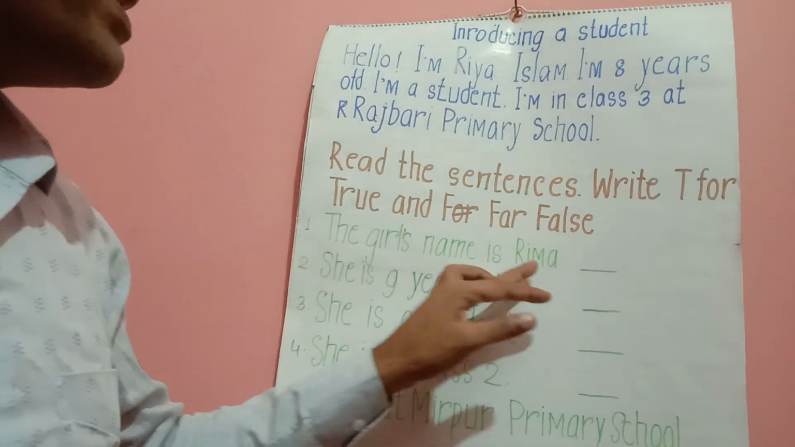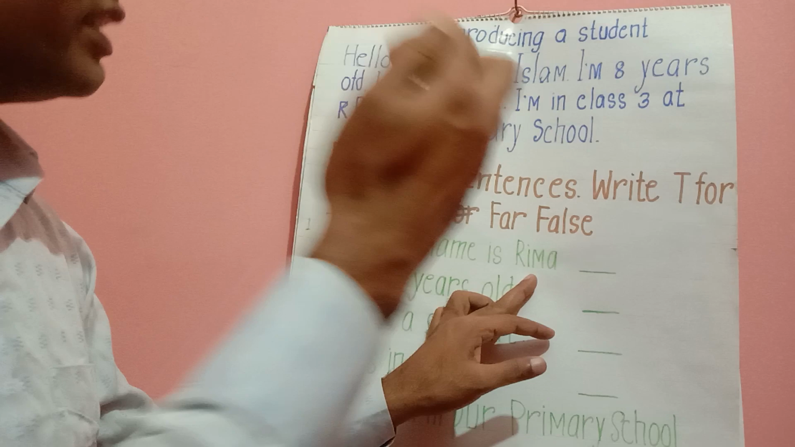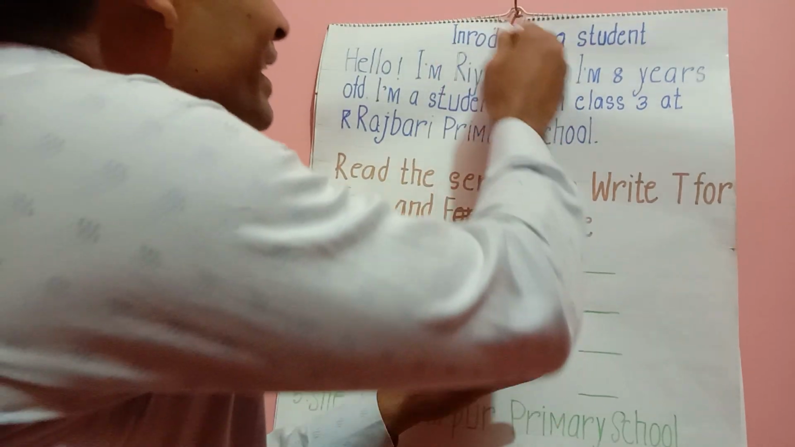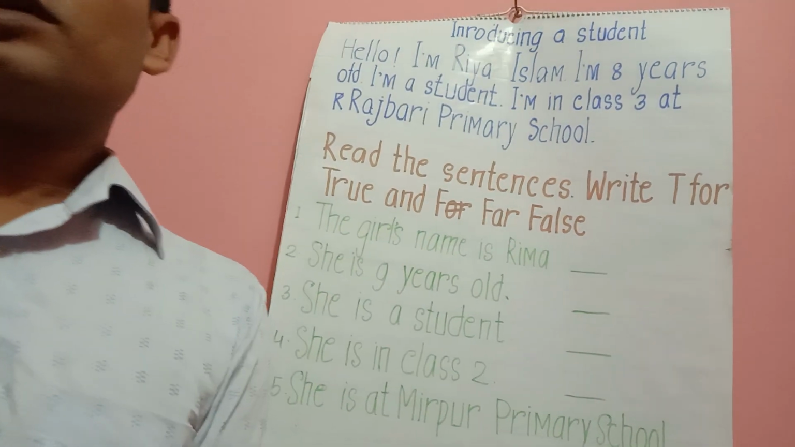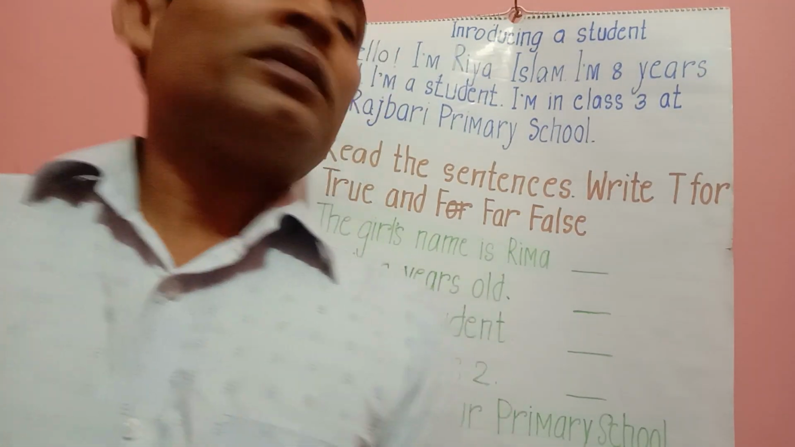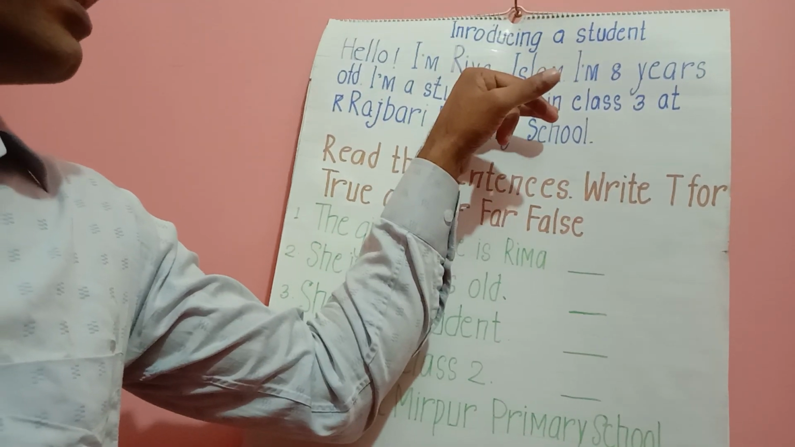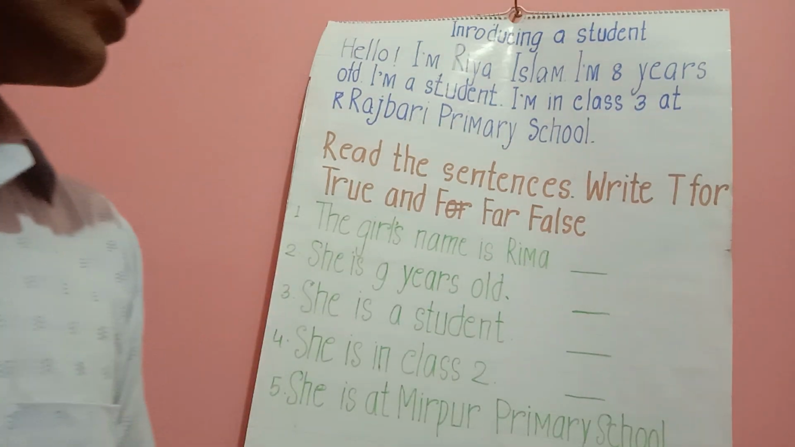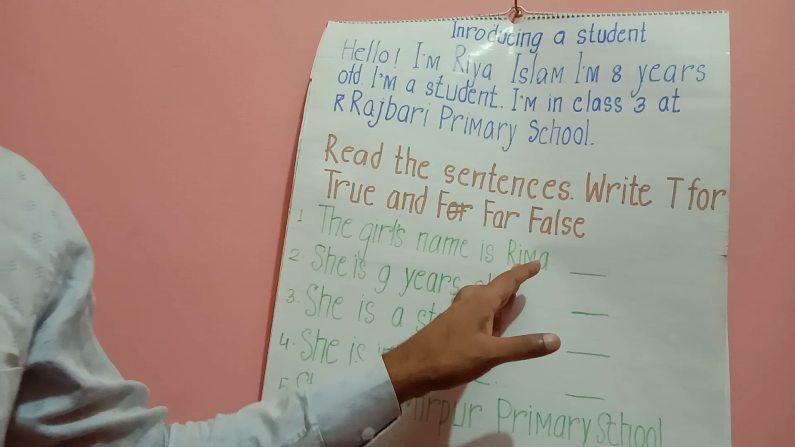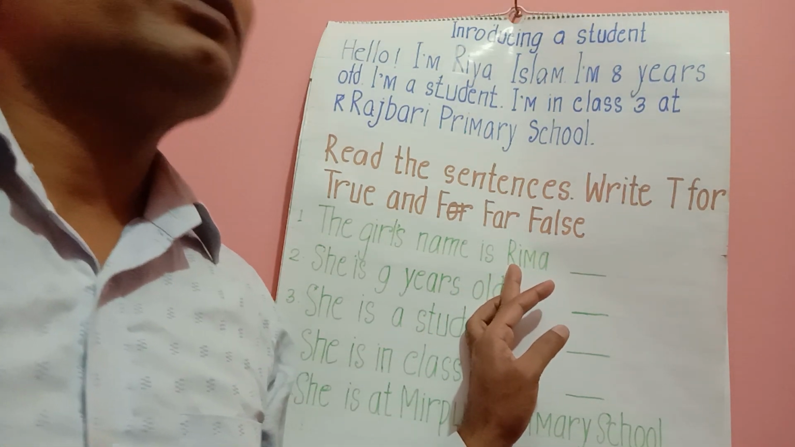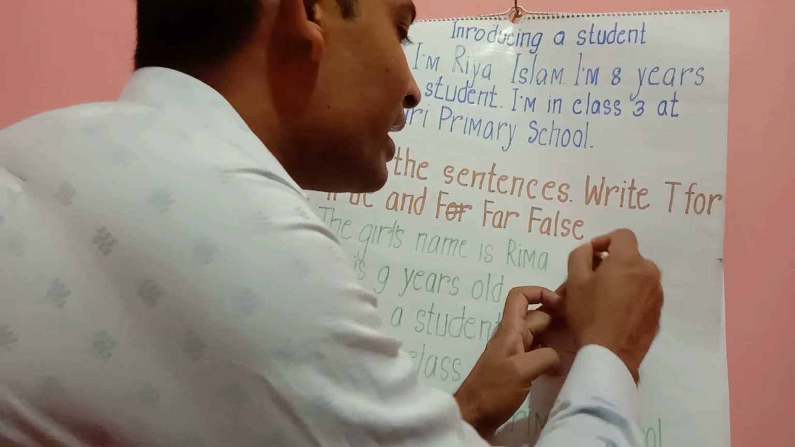The girl's name is Rima. This passage says the name is Ria, not Rima. So, friends, tell me, will we write true or false here? Will we write F? Rima and Ria are not equal. Two names, different names. That's why we have to write F.